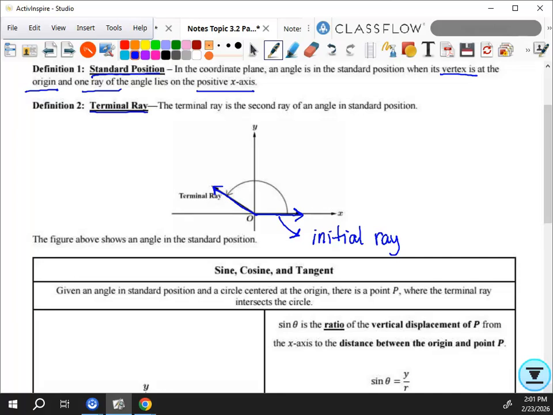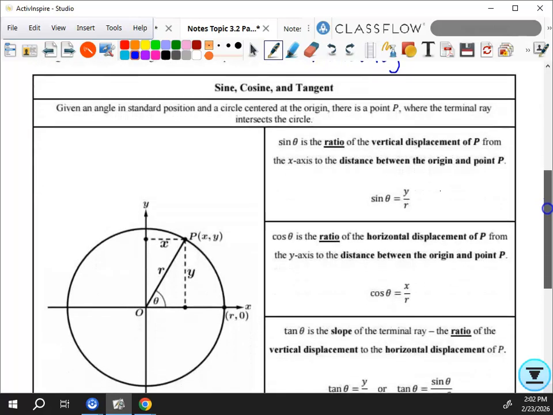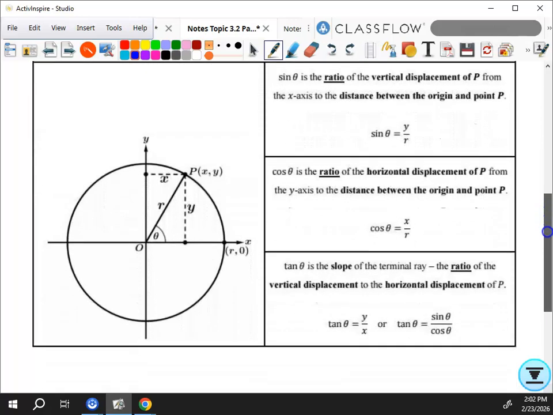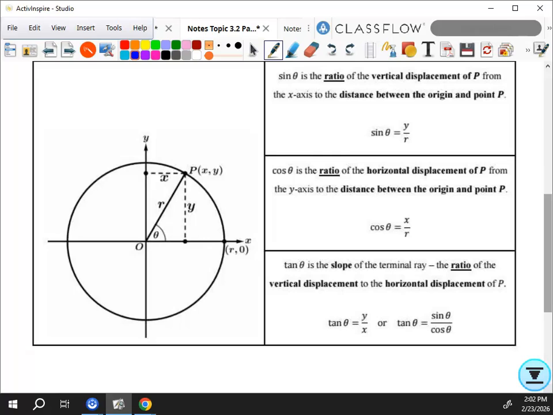And then made our unit circle and talked about trig. We're going to start off talking about circles, but not necessarily a unit circle. Okay. The radius could be anything. We're going to look at sine, cosine, and tangent. And so when you look at this circle here, we have point P, right? Point P, we have an x value.